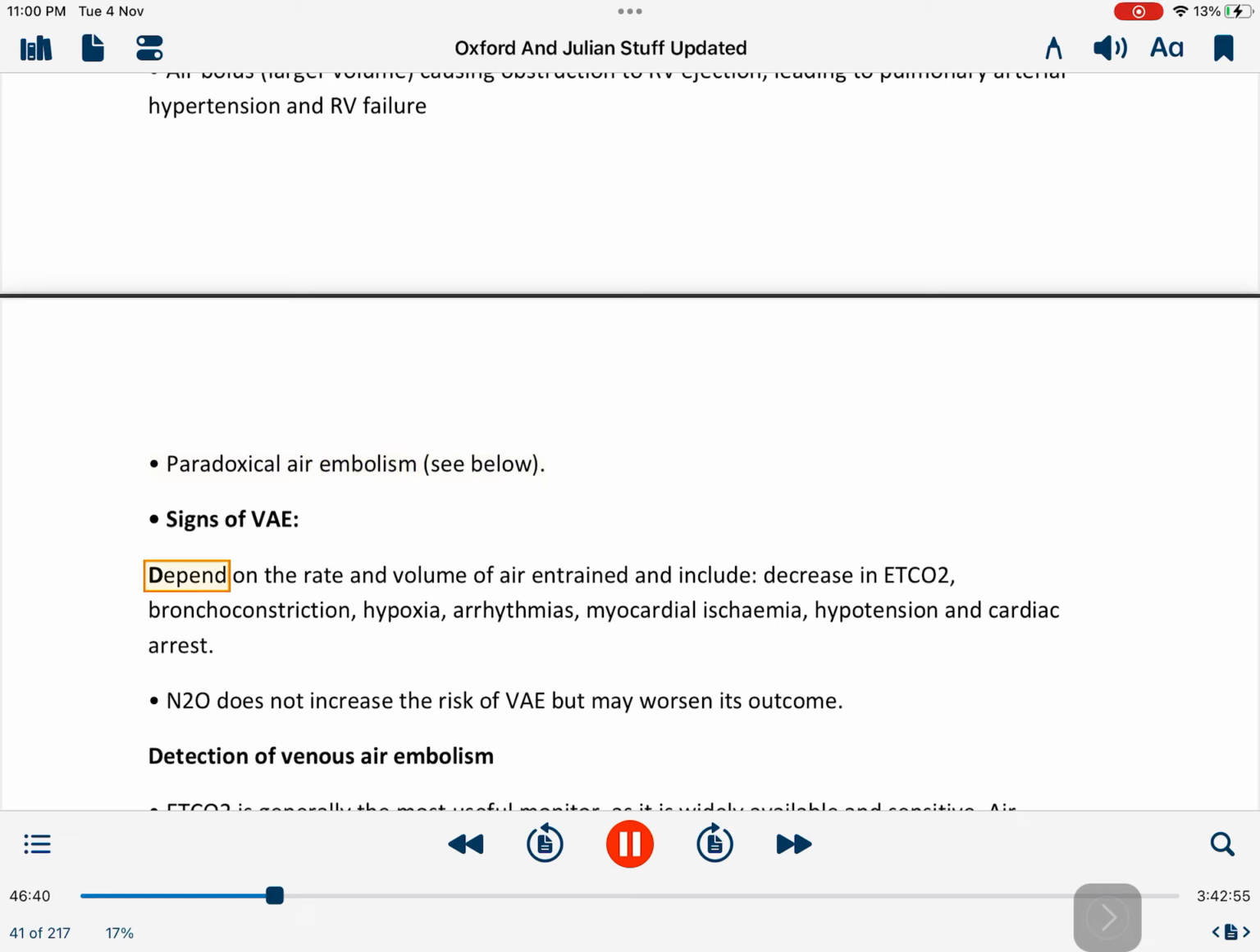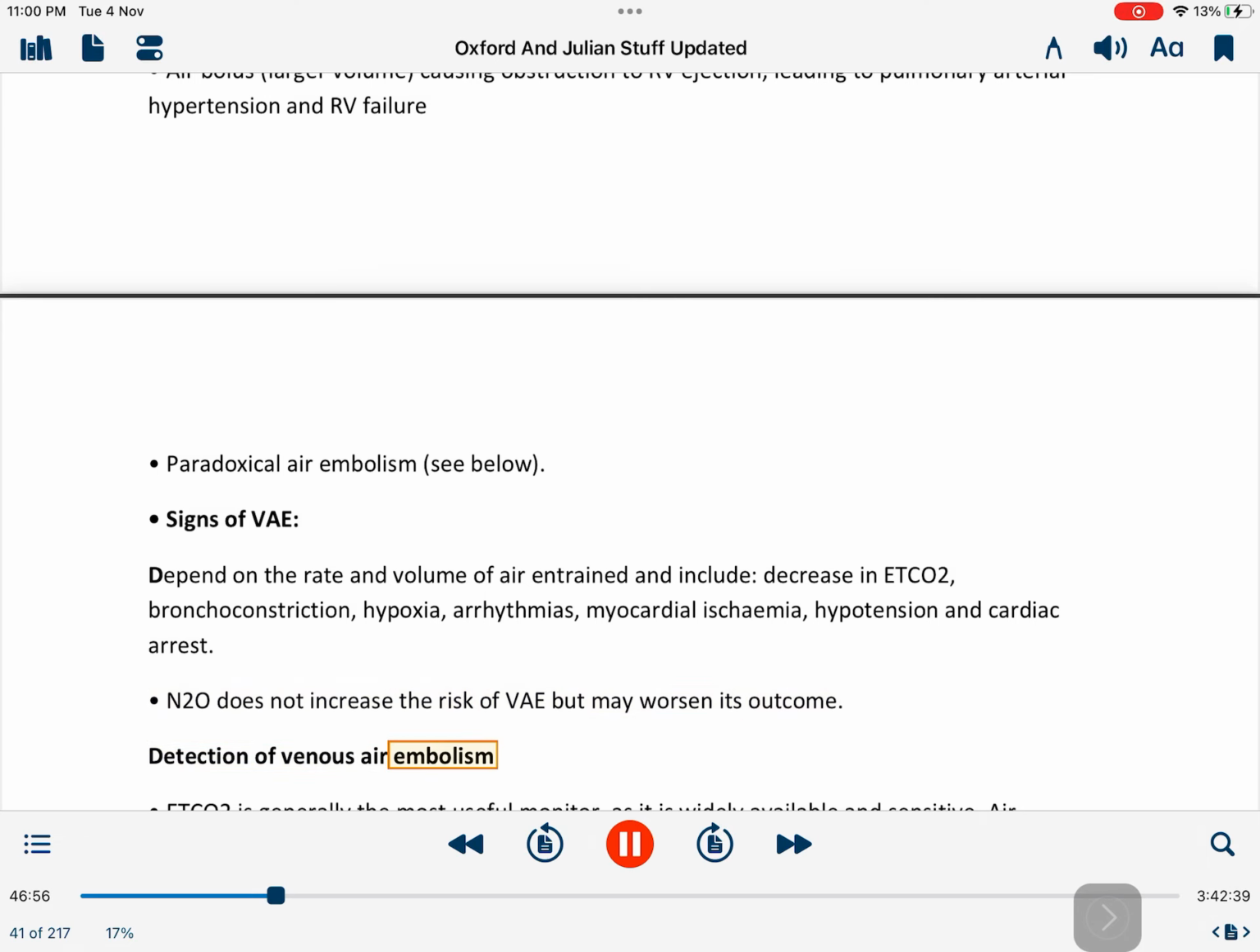Signs of VAE depend on the rate and volume of air entrained and include decrease in ETCO2, bronchoconstriction, hypoxia, arrhythmias, myocardial ischemia, hypotension and cardiac arrest. N2O does not increase the risk of VAE but may worsen its outcome.